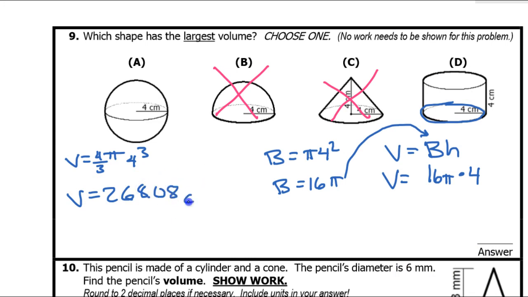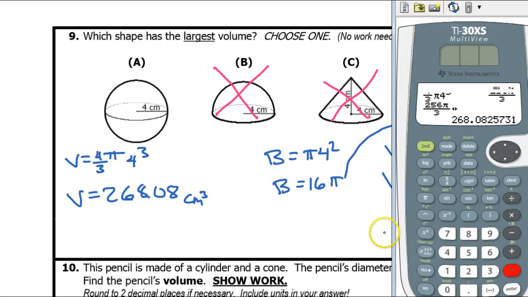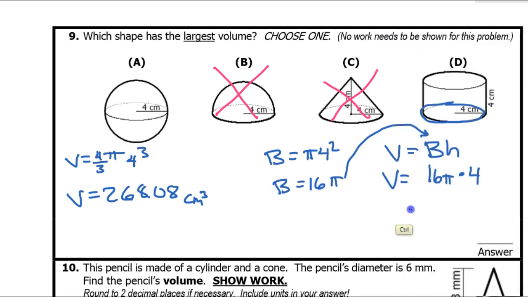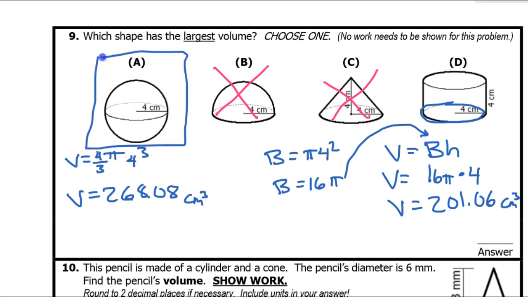All right, cubic centimeters. And now how about this? Okay, 16 pi times 4. That's 201.06. Okay, so clearly the sphere has the larger volume. So the answer is A.